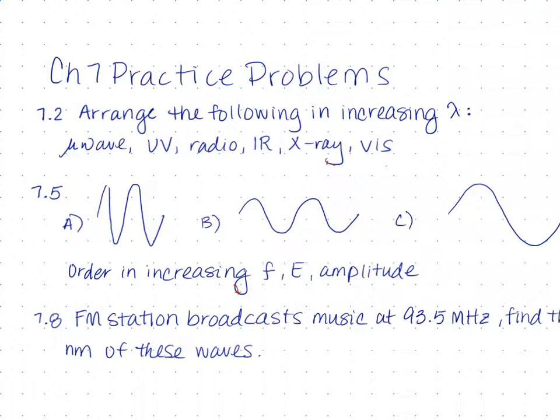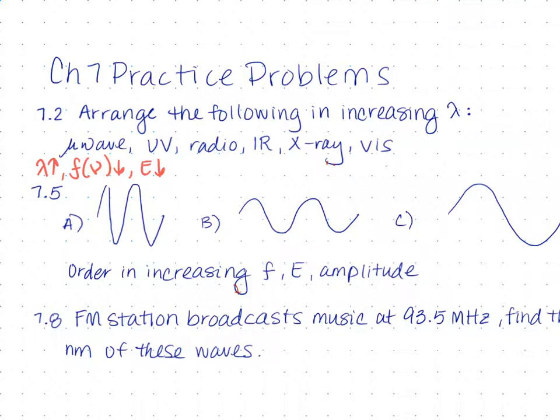Arrange the following in increasing lambda, which is wavelength. So something to remember is that as wavelength goes up, that means frequency nu goes down and energy also goes down. So as we're ordering these in increasing wavelength, we are also ordering them in decreasing frequency and decreasing energy.